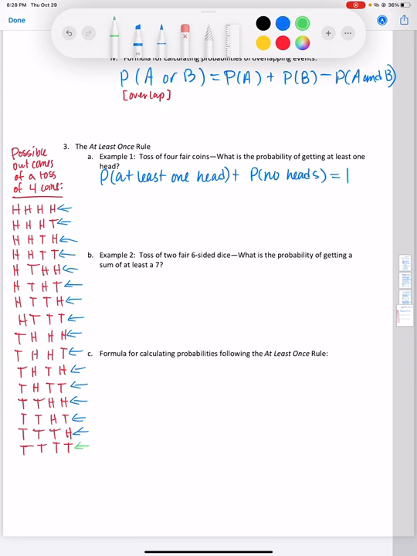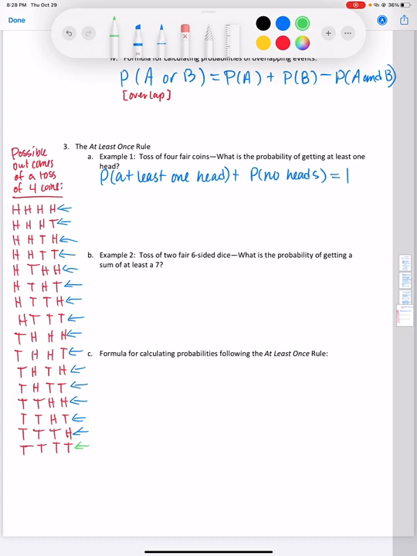There's the probability of at least one head in all the blue arrows. The green arrow indicates the probability of no heads, which is only one case out of the 16, one event. And so when you add up all 15/16 of them plus the 1/16, you get 1. So the probability of at least one head plus the probability of no heads is equal to 1.